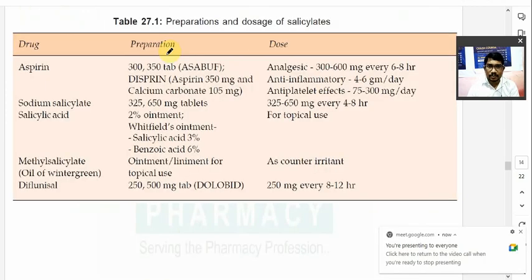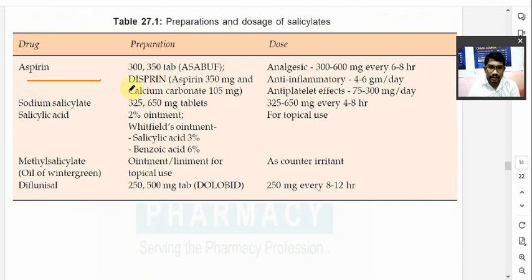So comparison between aspirin, okay, different salicylic acid derivatives. So aspirin, it is used in dose of 300-350 milligram tablet. So you know that ASA is the tablet. ASA नाम का tablet होता है. Disprin नाम का होता है आपको. Aspirin plus calcium carbonate. Analgesic in a dose of 300 to 600 milligram. Anti-inflammatory in a higher dose, that is 4 to 6 gram. Antiplatelet action के लिए कम डोज आता है 75 to 300 milligram.